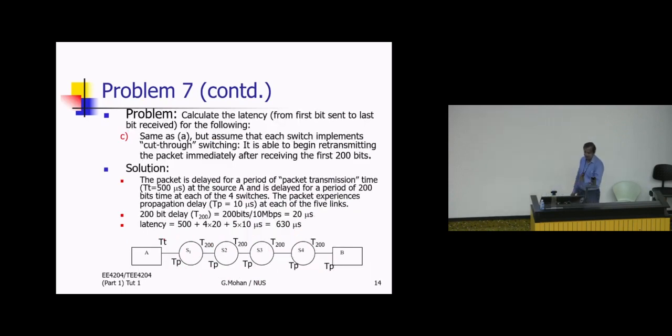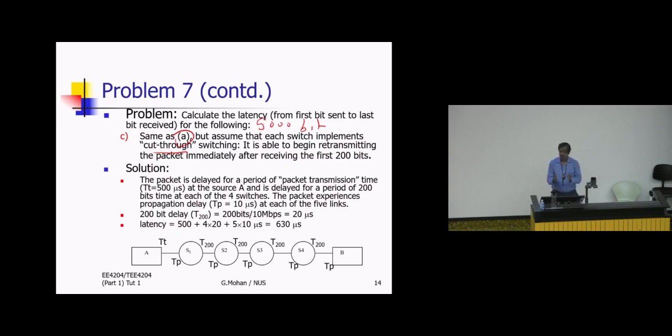Problem number 7, the last part. Now, we use the same setup, that is, it is same as A. That means we are sending a 5000-bit packet, just one packet, but the switch is not a store and forward switch, it's a cut-through switch. Cut-through switch means the switch does not wait for the entire packet to be received.